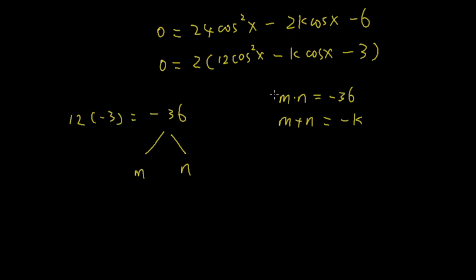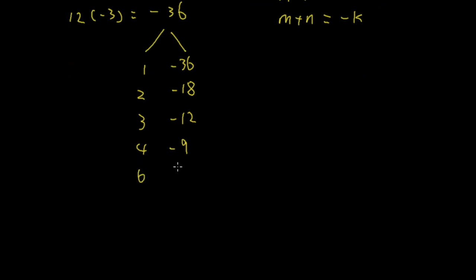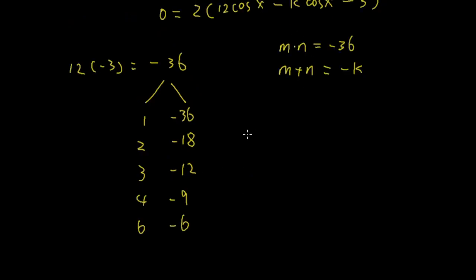So what would that be? Let's think about it. Okay, so I guess 1 and negative 36 will work, right? Okay, then what will be next? 2 and negative 18. And then 3 and negative 12. 4 and negative 9, right? As if you add this pair together, they're all negative numbers. And then maybe 6 and negative 6. If you multiply each of these pairs together, it gives you negative 36.